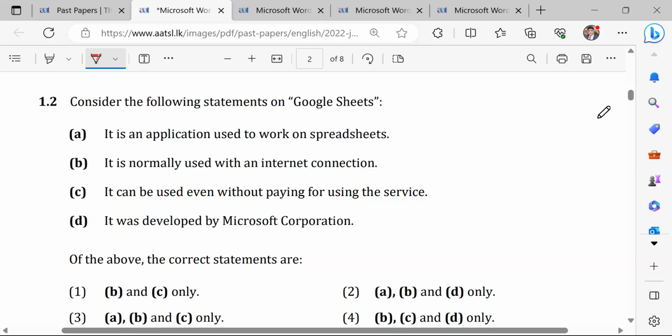Consider the following statements on Google Sheets. It is used to work on spreadsheets. Yes, Google Sheets is an application used to work on a spreadsheet. And it is normally used with an internet connection. Yes. Without an internet connection, we can't access Google Apps. You know what Google Apps is? Let me show.